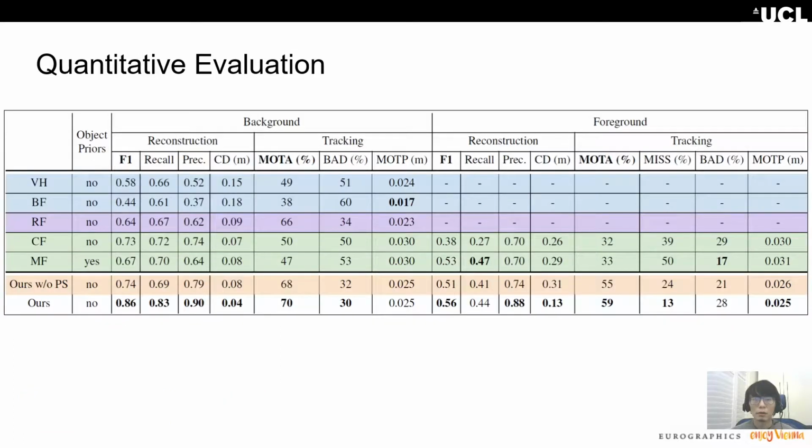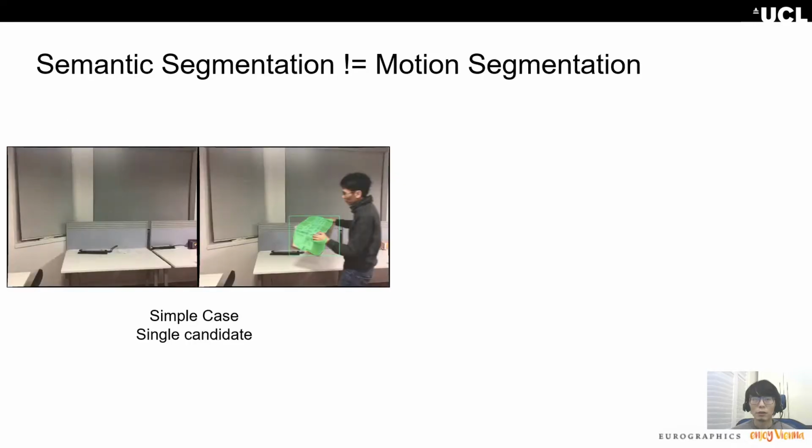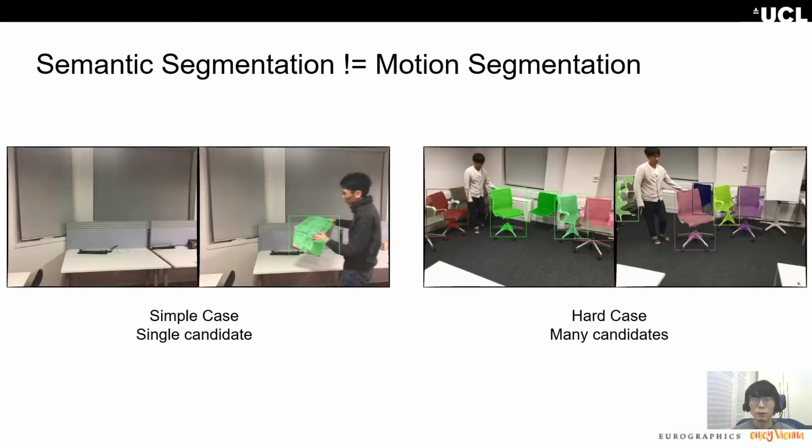Here is the evaluation result. We evaluate against different methods, and our method has the best tracking accuracy and reconstruction. We even perform better than the method using semantic segmentation prior. The main reason is semantic segmentation does not directly give you motion segmentation. In a difficult example, there will be too many positive detections, so another robust method will still be required.